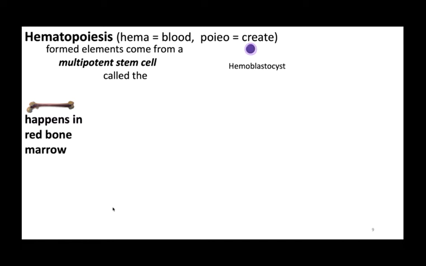So it happens in red bone marrow, right? The younger you are, the more red marrow you have. If you're an adult, the only place you have red marrow in terms of your long bones is going to be in the epiphyses of the long bones. All of the formed elements come from a multipotent stem cell. It's called a hemocytoblast. You don't need to remember that name.